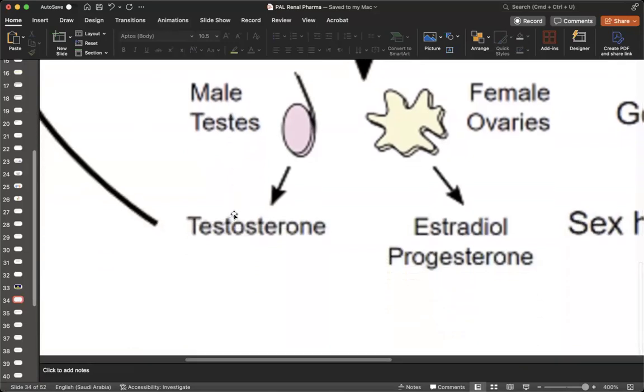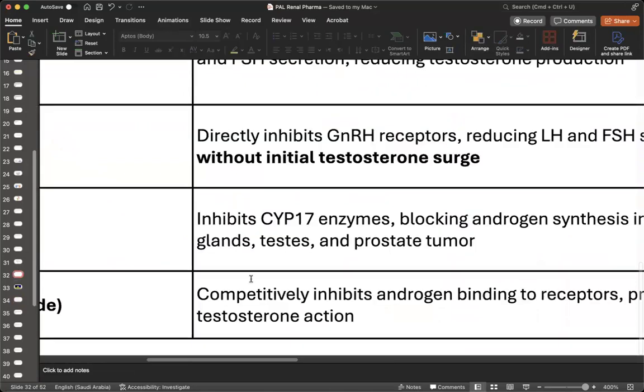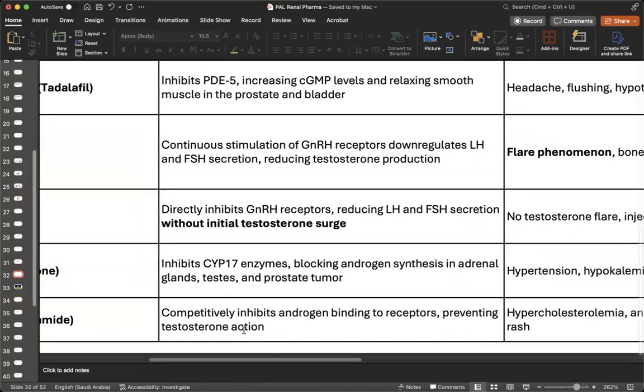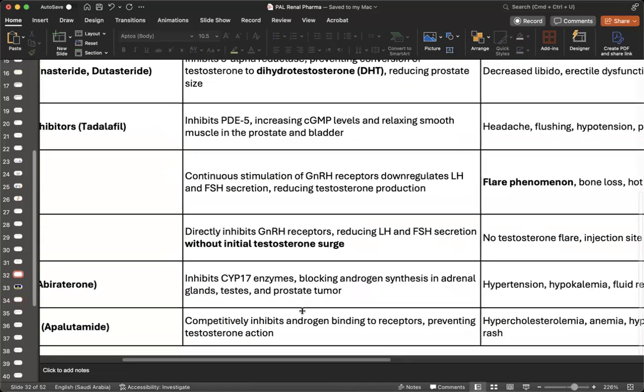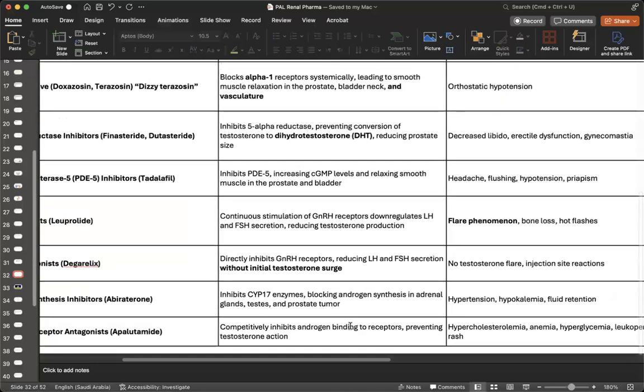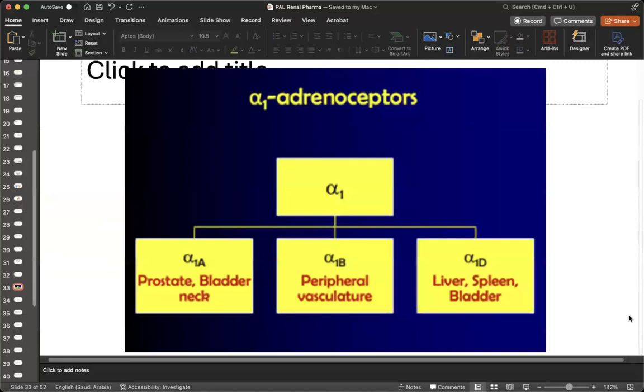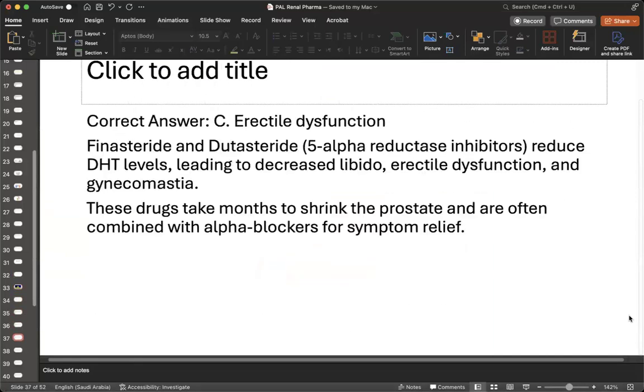Or you can say, hey, let the testes create some testosterone, but I'm going to prevent the testosterone from activating the receptors. That competitively inhibits androgen binding to receptors, preventing testosterone action. So you can either inhibit the synthesis, or you can inhibit the binding of the androgen. And those are the two drugs, abiraterone and apalutamide. Extremely hard names, I apologize in advance. Okay, so let's move on to some questions.